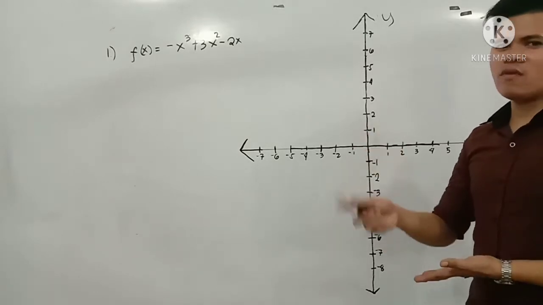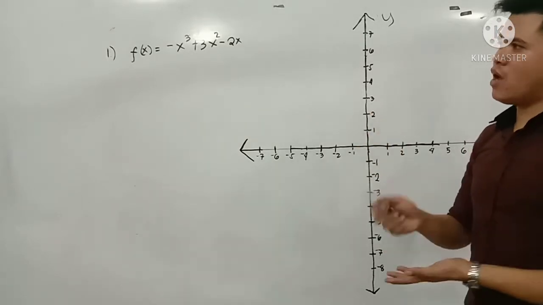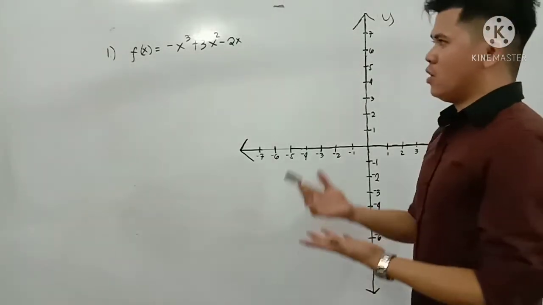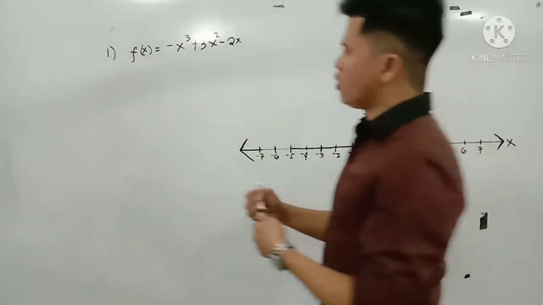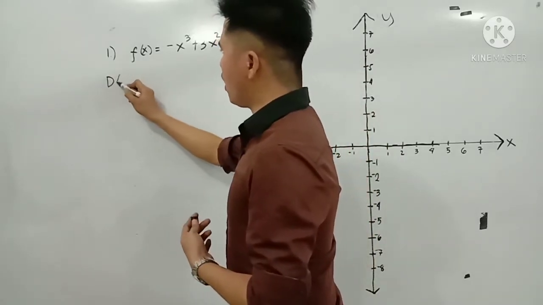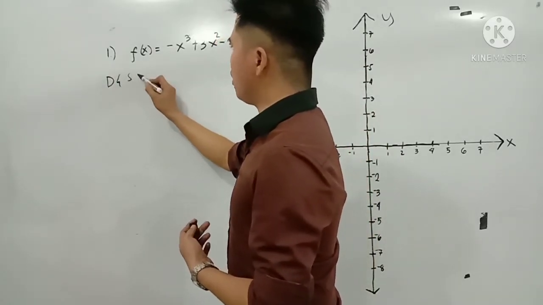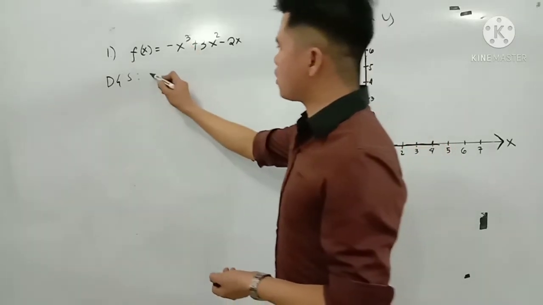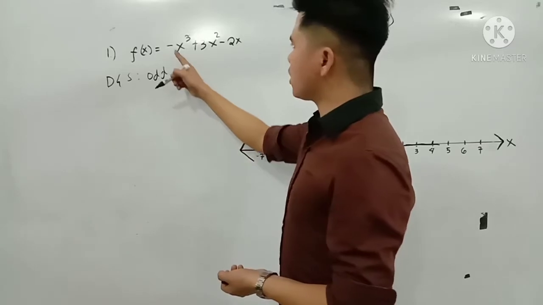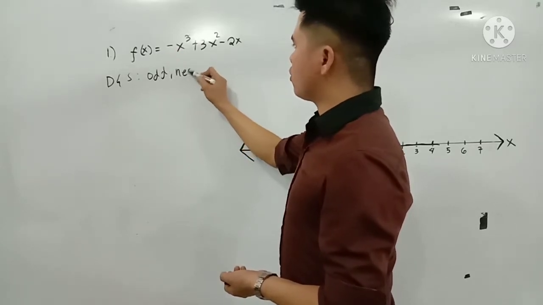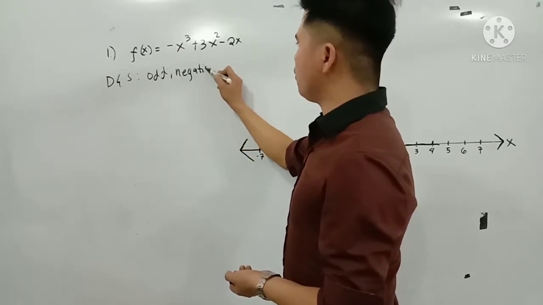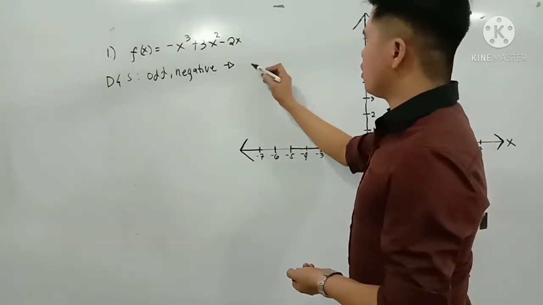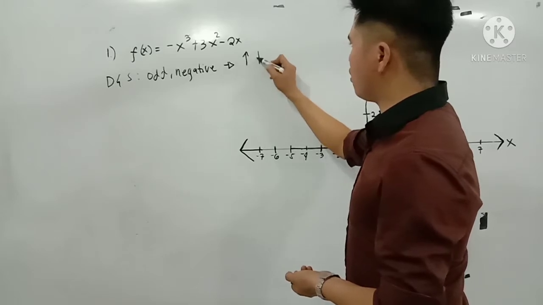Let's try to sketch the graph of this given polynomial function. f of x equal to negative x cubed plus 3x squared minus 2x. Again, we have to know first the degree and the sign of the leading coefficient. The degree is 3, so we can say it is an odd number. And the sign here is negative. Therefore, we can say the end behavior of our graph is rising and falling.